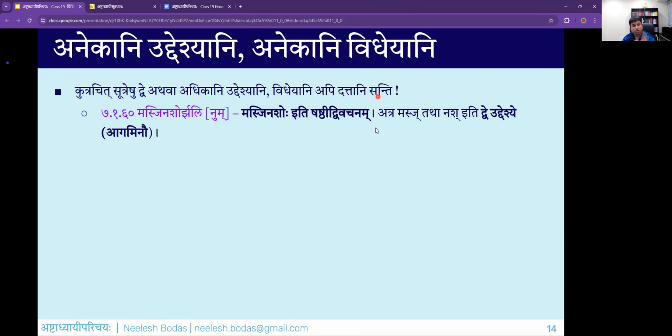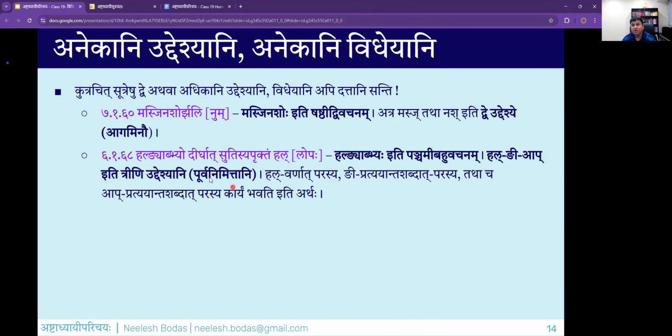So two uddeshas, two sthanis, masj and nash are being indicated.